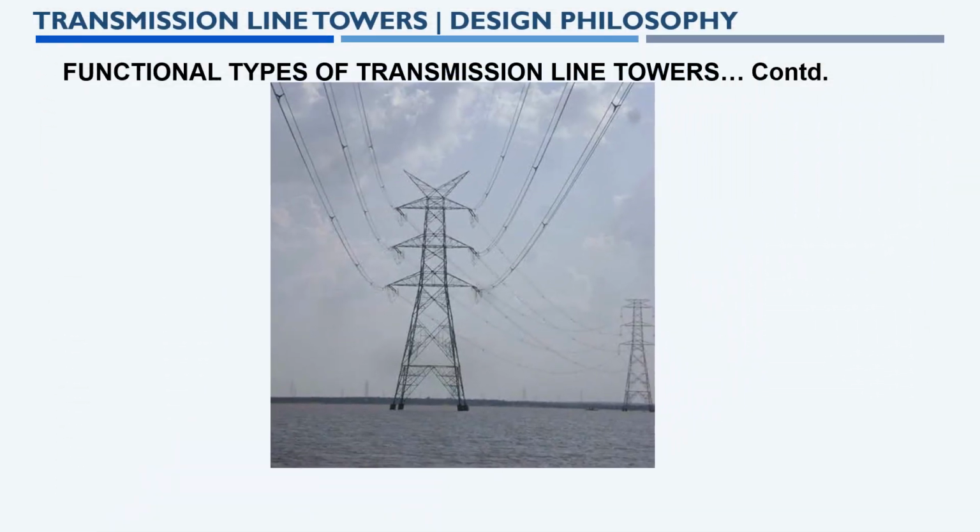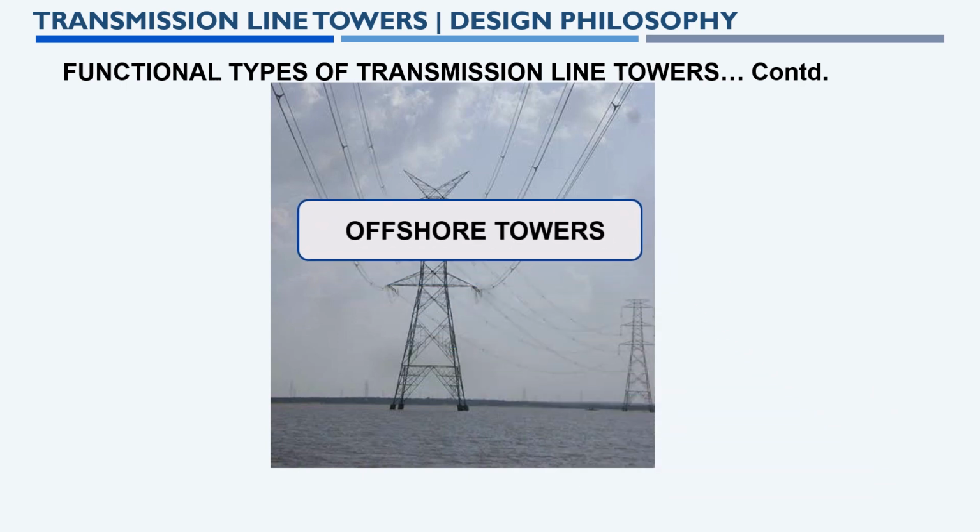This is a view of offshore towers, where we need to consider the gust wind and the terrain. Wind terrain is very difficult to consider, because there are no obstacles here, so there is a possibility of dynamic wind, the pulsated wind, which has to be considered. The salinity of the air and moisture also have to be considered while designing a transmission line tower offshore.